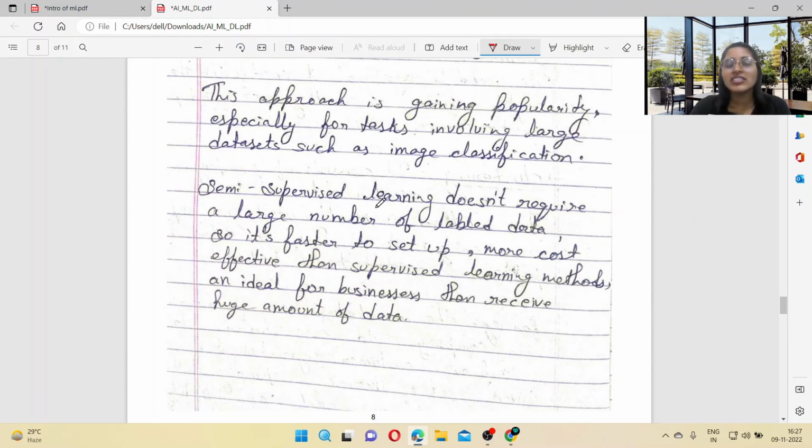So let's read. Semi-supervised learning doesn't require a large amount of labeled data, so it is faster to set up, more cost effective than supervised machine learning methods, and ideal for a business that receives a huge amount of data. In supervised machine learning, you give a lot of data for training, so it takes so much cost and so much time. But in semi-supervised machine learning, you provide a little data for training, and it automatically predicts the large set of data and gives the desired output. That's why semi-supervised machine learning is much better than supervised and unsupervised machine learning.